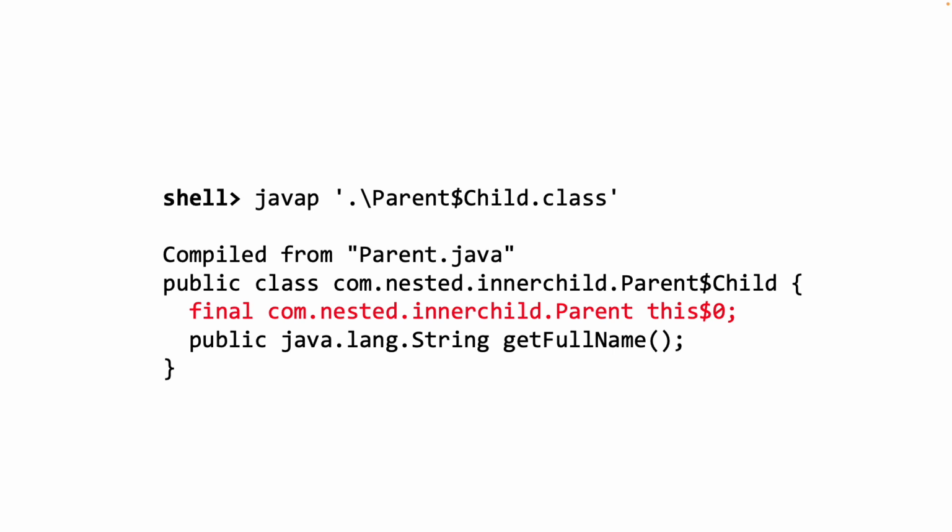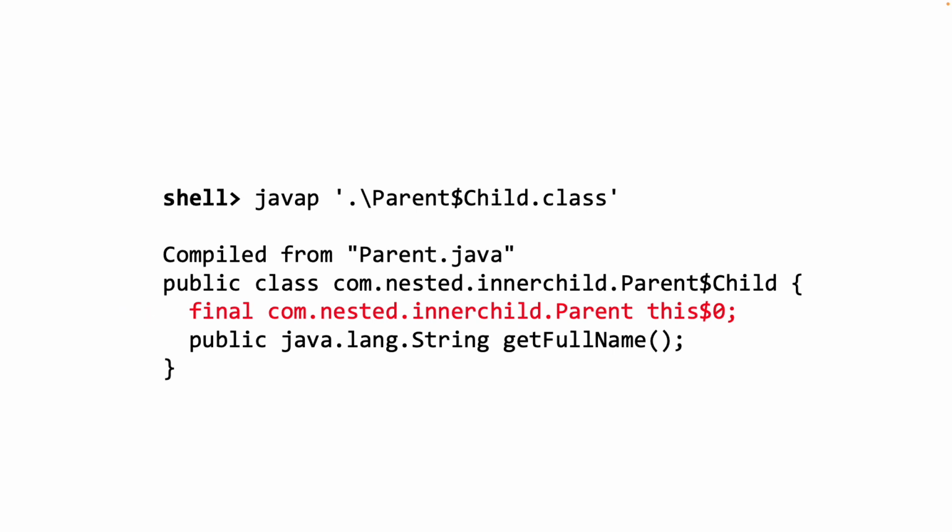First of all, the name of the child class that it creates is parent$child.class, as you can see. And that's what we are doing javap on. We see that the compiler has added a parent member variable, the line in red. But of course, we will not see this auto-generated parent member for a static nested class, because a static nested class does not know of the parent's existence. It's not designed for that.